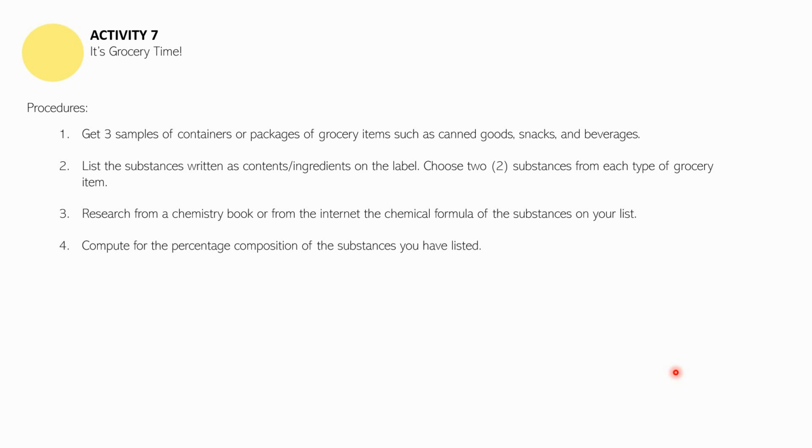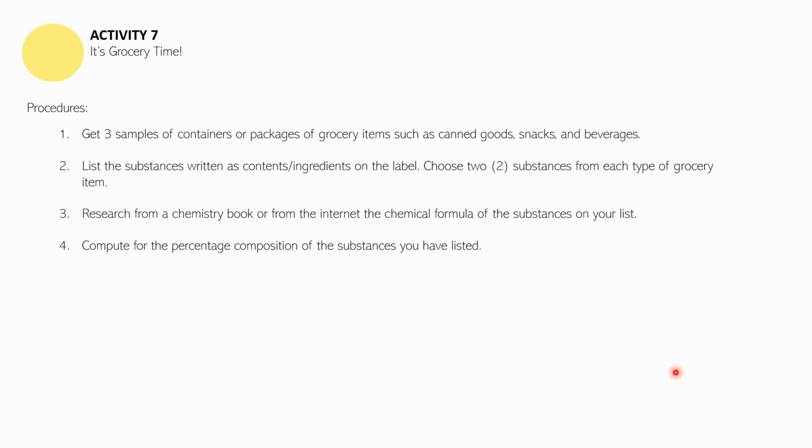And pili na kayo. Bali, that has to be a total of 6 substances. So, a tip lang in choosing, pwede kayong tumingin ng mga halimbawa, mga items na mayroong, halimbawa, acetic acid o kaya citric acid, yung mga ganun.